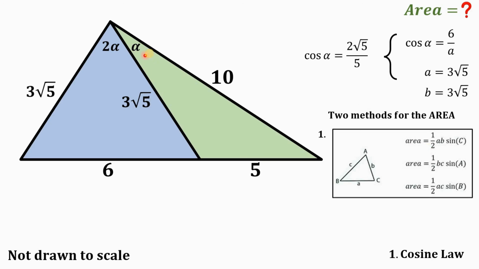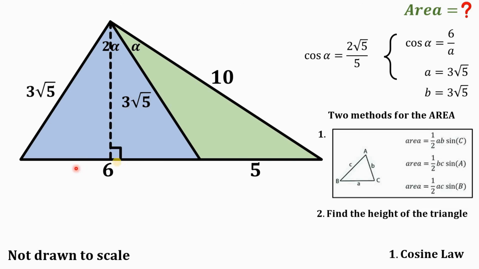But since this is sine alpha, we need to get the value of sine alpha using this cosine alpha and the Pythagorean identity. This is also possible, but there is an easier way to find the area of this green triangle. If we find the height of this green triangle, then we're done because we have the base. To find the height, we will use the fact that this blue triangle is an isosceles triangle. So from this point, let's drop a perpendicular bisector.